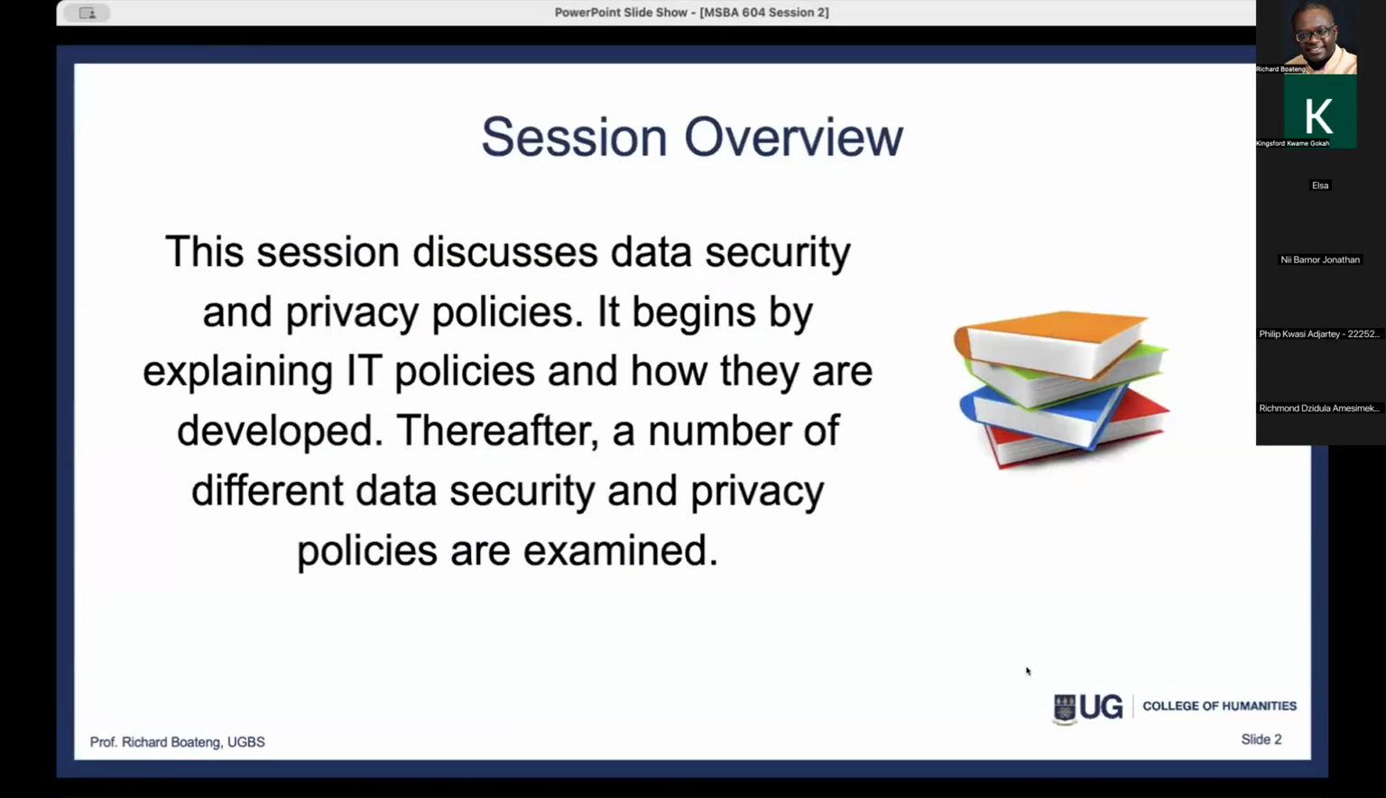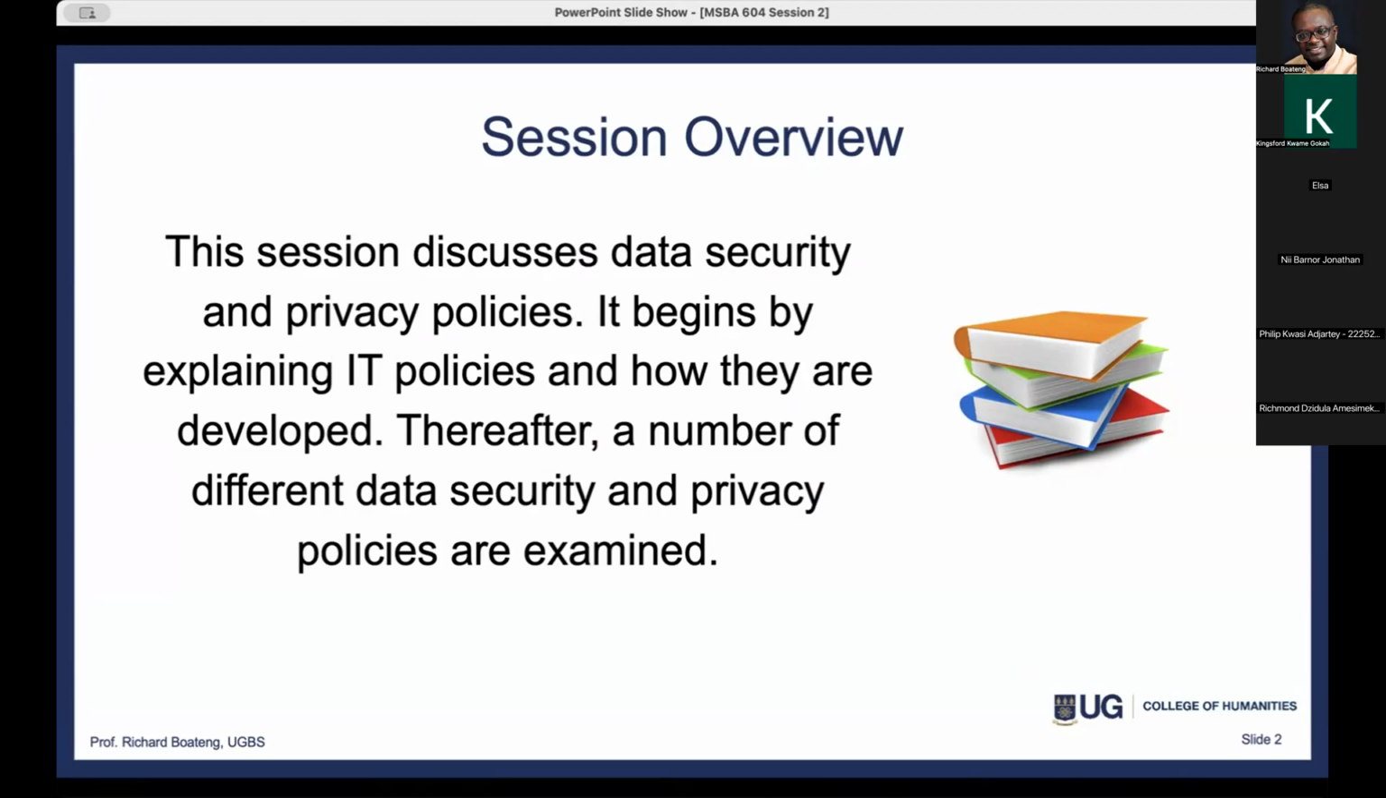So we'll look at data security and privacy policy, what it entails, and how they are developed, how IT policies in general are developed. We'll look at different types of governance mechanisms, because a policy is a governance mechanism in an organization. So what other governance mechanisms do organizations have? We will discuss these things, and hopefully I'll try to make it quite interactive.